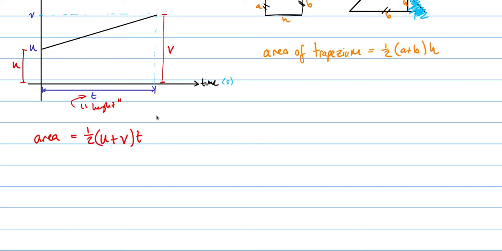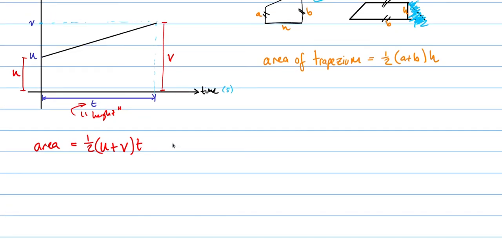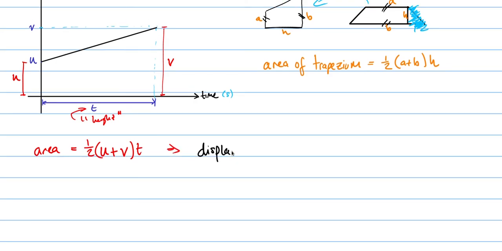And remember what area means. It is the displacement. I'm probably hammering it into you guys at this point, but yeah, displacement. Displacement, of course, has the symbol S, is equal to half U plus VT. There we have it. That one's quite easy, I'd say.